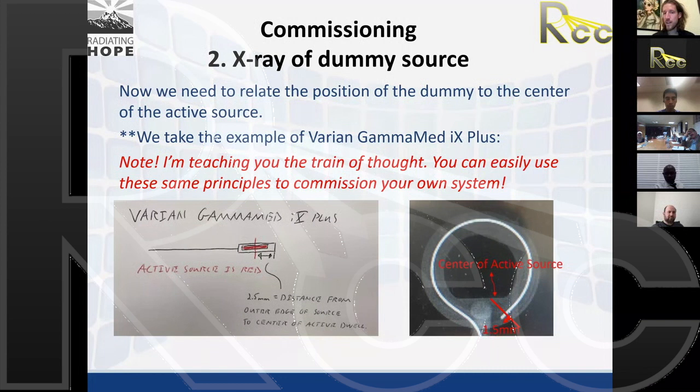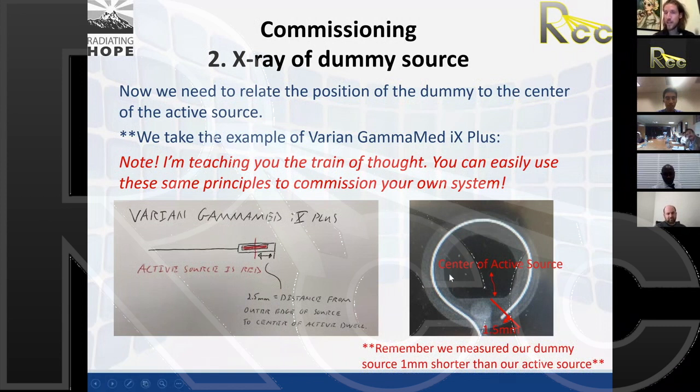Remember, we measured our dummy source 1 millimeter shorter than our active source in my situation. That means that in my particular situation that I'm explaining here, the center of the active source would only be 1.5 millimeters shy of the end of our dummy wire. So that's the importance of correlating any systematic differences between length of your dummy and length of your active source. We're commissioning our active source based on position of a dummy source. That's an important concept to understand.